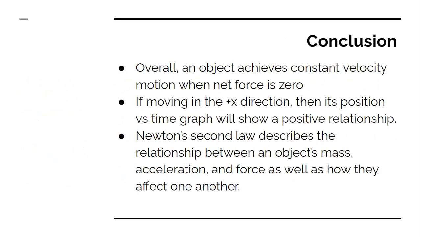But overall, in conclusion of the lab, we learned that an object achieves constant velocity motion when net force is zero, the type of relationships between position and time, and how Newton's second law can be applied.